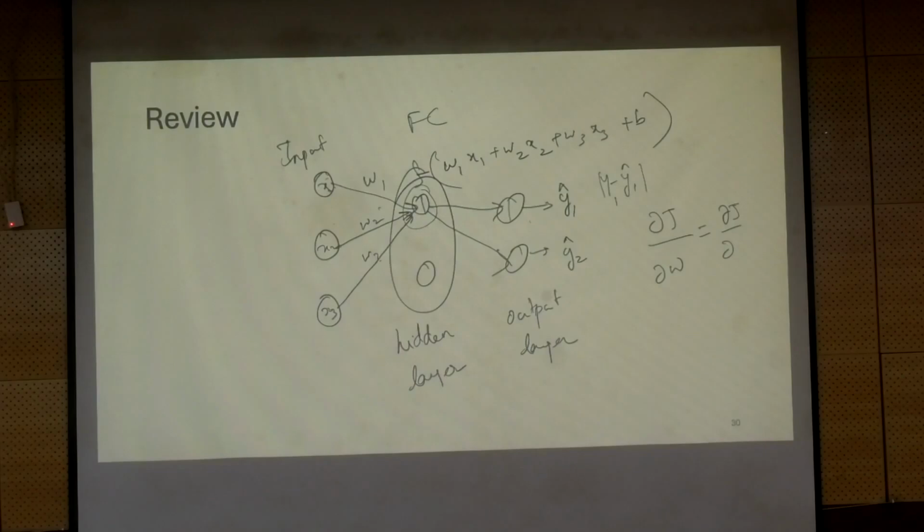So dou J over dou y1 times dou y1 over dou w. What is dou y1 over dou w? If you look one layer below, there will be a weight here. So this y1 would be w times x something. So you will apply the chain rule for this. Dou y1 over dou w is equal to dou y1 over dou x into dou x over dou w. Like that, you will do backward propagation to find the local gradients, and you will use it to find the overall gradient of the system.